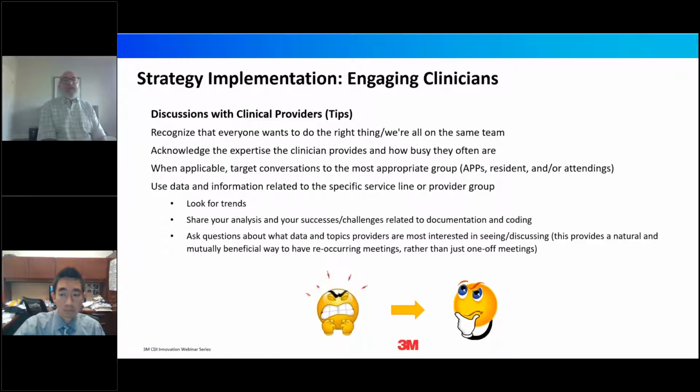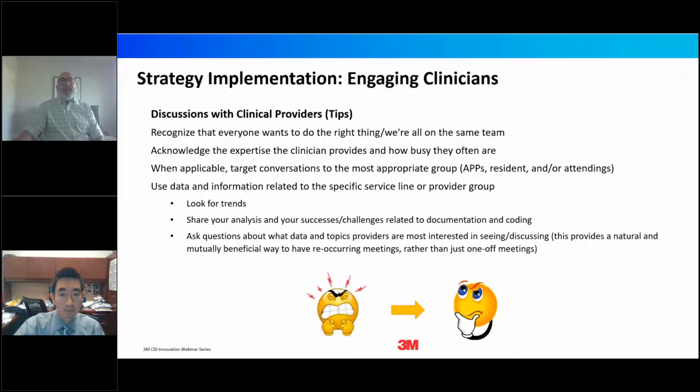and keeping it front and center. And we want to make sure that we target our conversations, because a lot of times here at Stanford, the APPs and the residents are doing a lot of the documentation, and the attendings are there to co-sign and monitor and maintain it. So certain topics and target audiences can be very good when you're engaging, and we make sure that we include all of them as well.